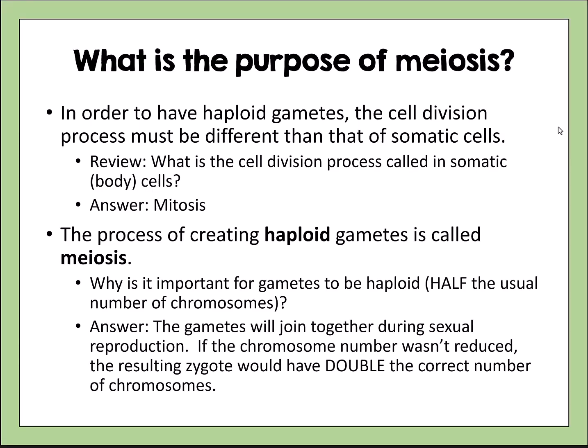Well, the gametes, or sex cells, are going to join together during sexual reproduction. If the chromosome number wasn't reduced when we formed these cells, the resulting zygote would have double the correct number of chromosomes. And then in every generation after that, it would continue to double, which is going to completely change the genetics of that population. And that number of additional chromosomes is not going to allow an organism to survive. So this is definitely not what we want.